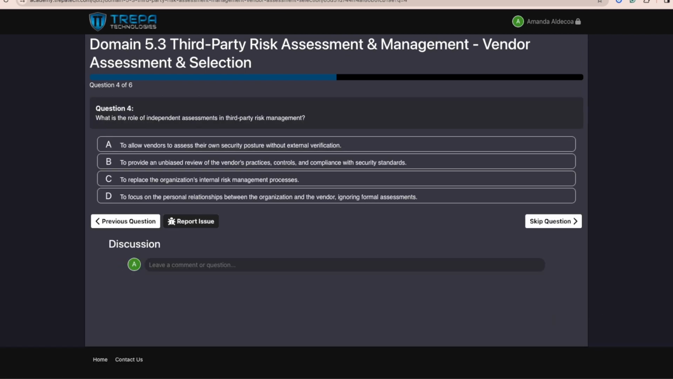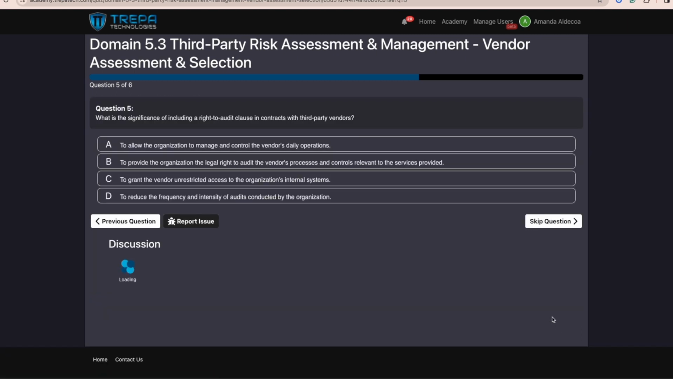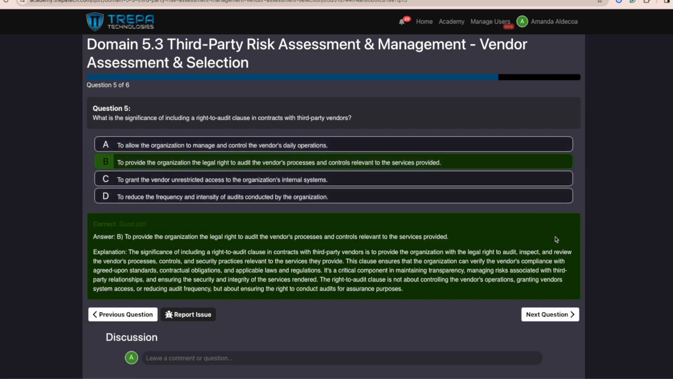Question 4. What is the role of independent assessments in third-party risk management? That is going to be A, to provide an unbiased review of the vendor's practices, controls, and compliance with security standards. Question 5. What is the significance of including a right to audit clause in contracts with third-party vendors? That is going to be B, to provide the organization the legal right to audit the vendor's processes and controls relevant to the services provided.